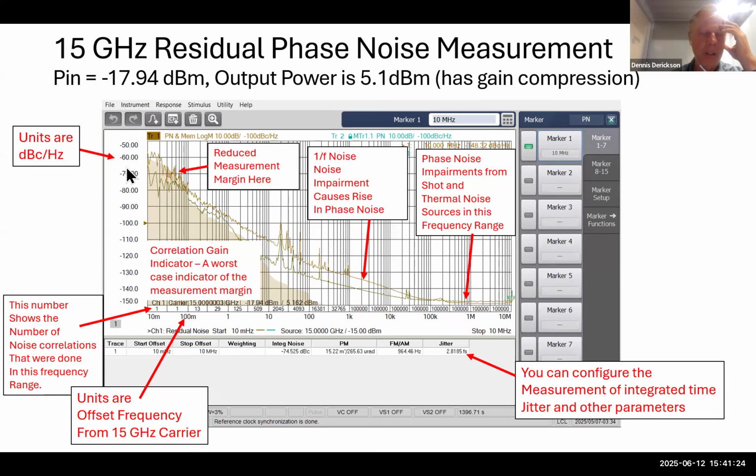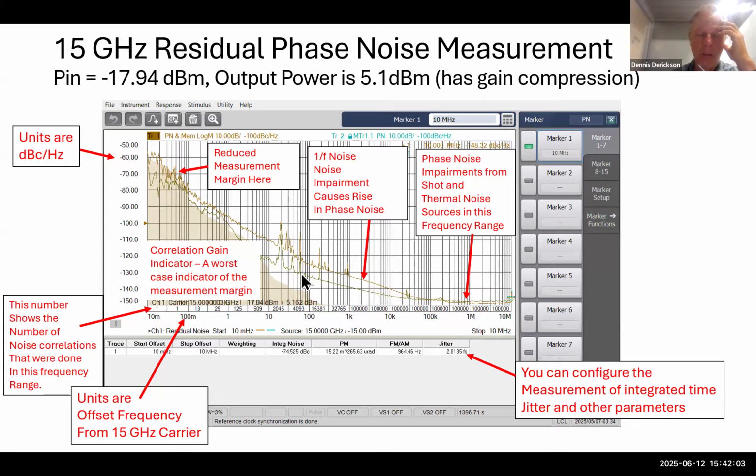So let's look at this axis right here, which is our units of dBc per hertz residual phase noise. And then I have offset frequency from the carrier. This is 10 megahertz right here, and this is 10 millihertz. So 10 millihertz to 10 megahertz offset frequency from the carrier. Here we have a broadband noise floor on the order of minus 155 dBc per hertz. And then as we go lower in frequency, we start seeing this rise.